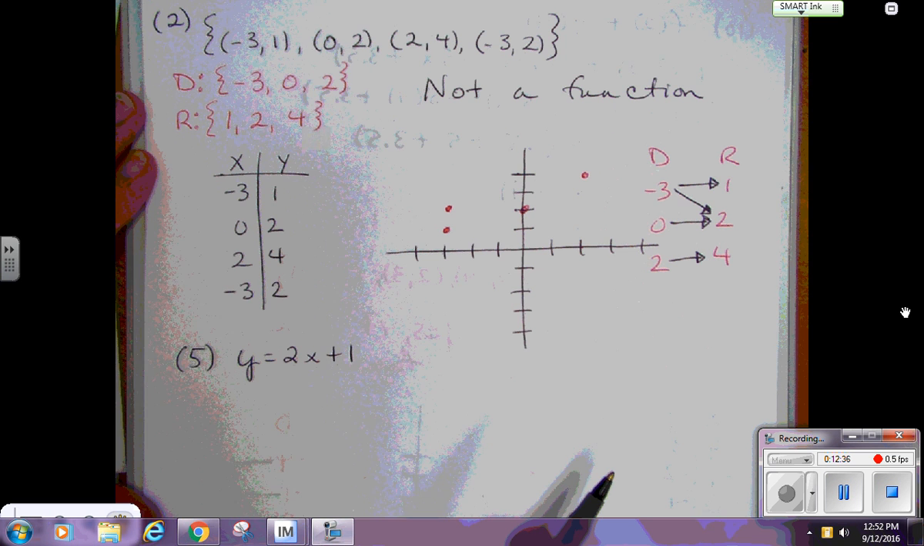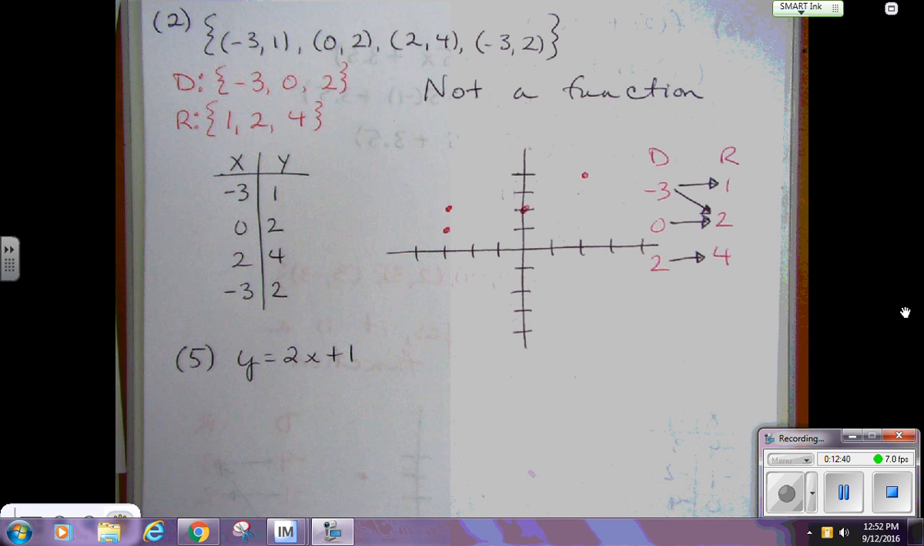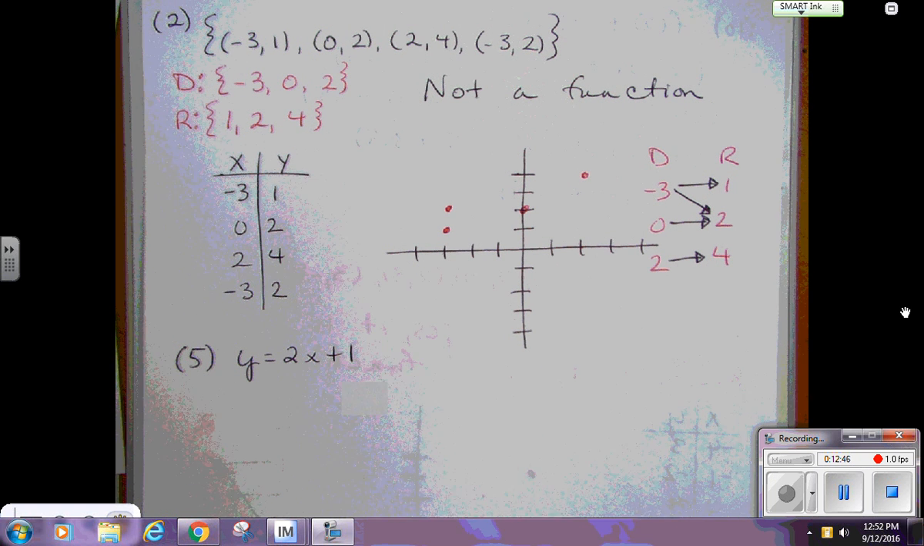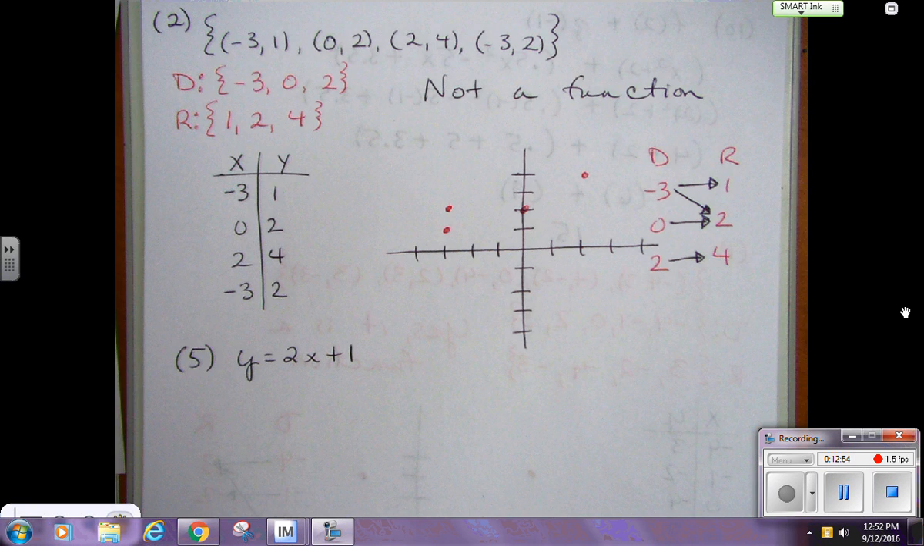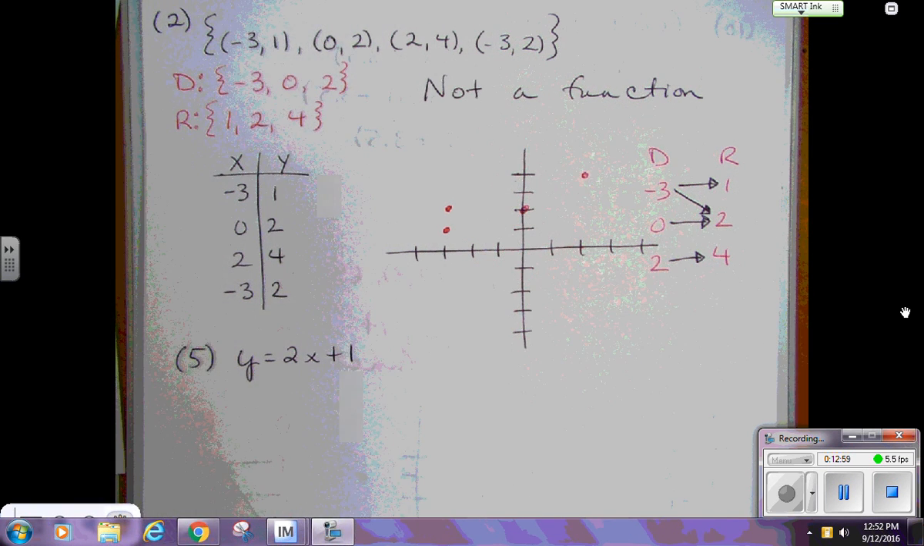Does anybody want to be brave and take a guess? What's the difference? This one is what, and that one is what? It's not a trick question. Somebody said something I mentioned.